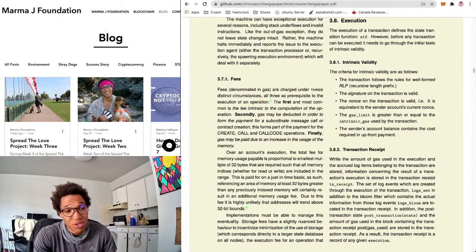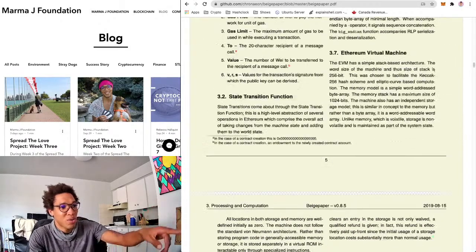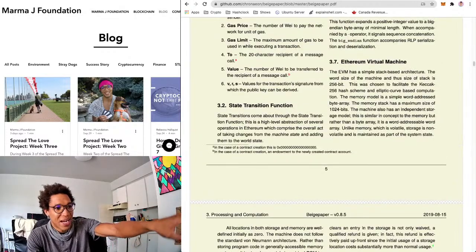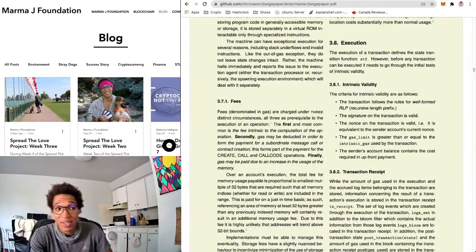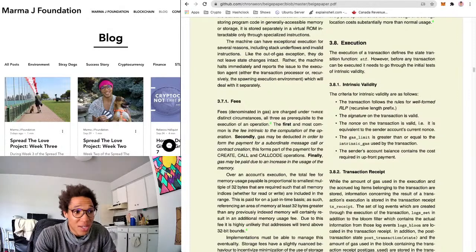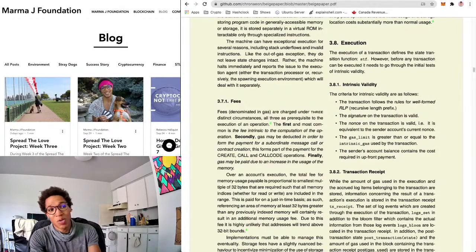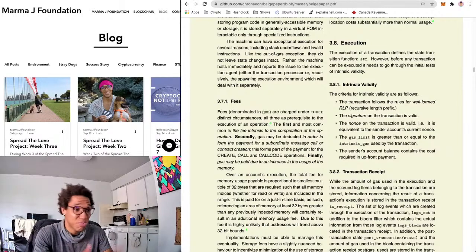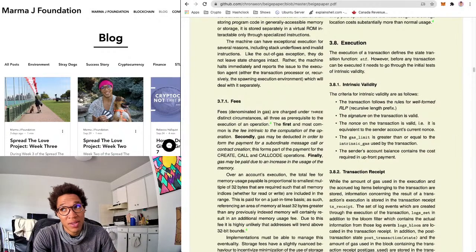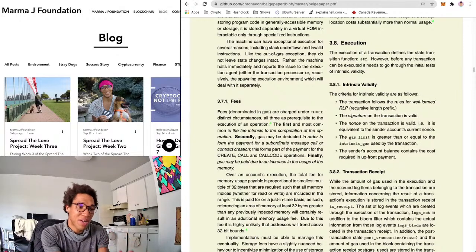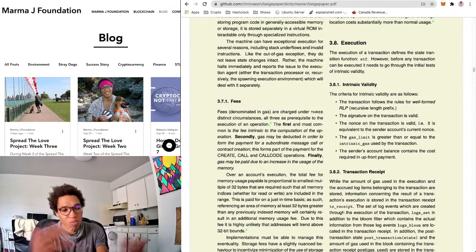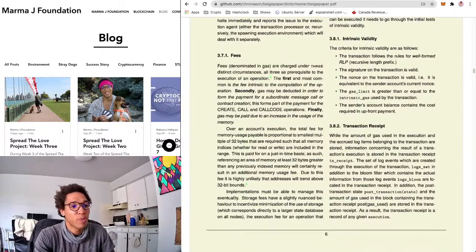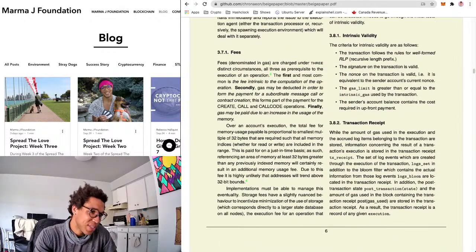Is the signature valid? That's where we went to the whole VRS thing. We were signing something. Was it signed properly? The nonce is valid, so we start at zero and go up from there. Is this the correct nonce? Has it been used before? And the sender's account balance contains the cost required up front. This is kind of the whole validity thing. Everything's up front in Ethereum or in blockchain. So if you don't have the money at the time you do the transaction, it'll fail, revert, whatever. It won't go through.